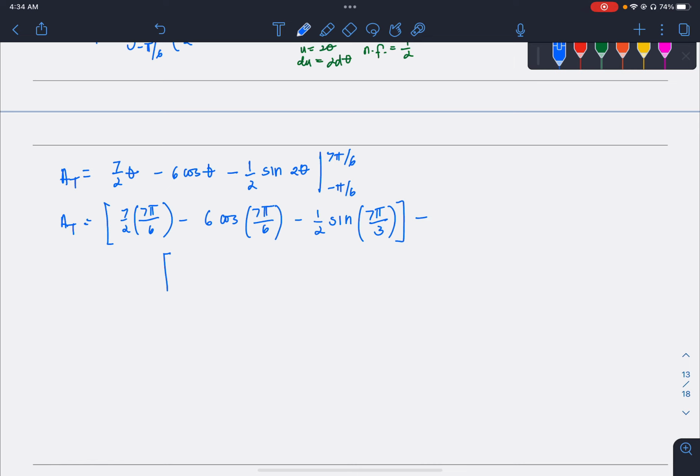Then minus the lower boundary, so 7 over 2 times negative pi over 6, and then minus 6 cosine of negative pi over 6, minus 1/2 sine of 2 times negative pi over 6. So 2 over 6 is still 1/3, so I'll have negative pi over 3.